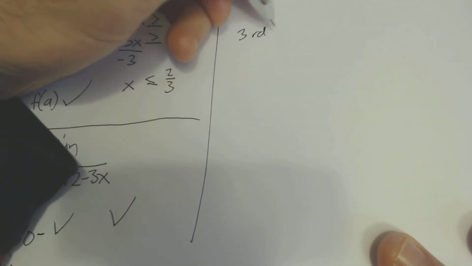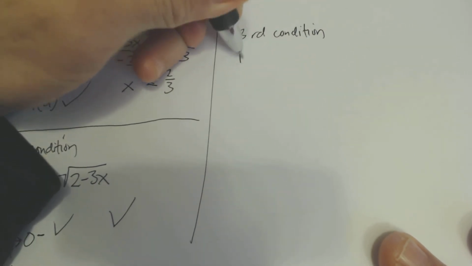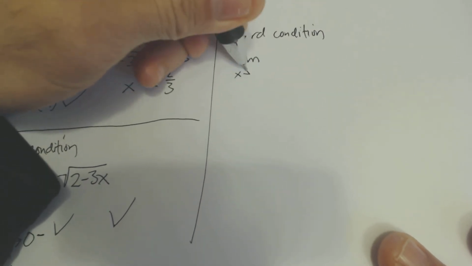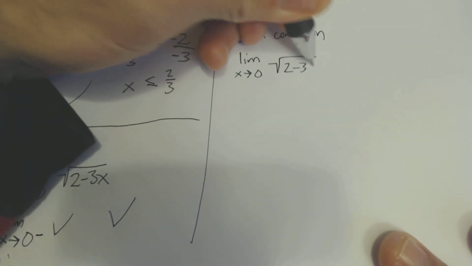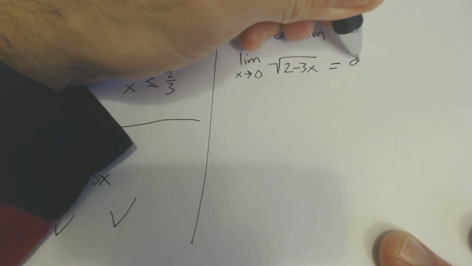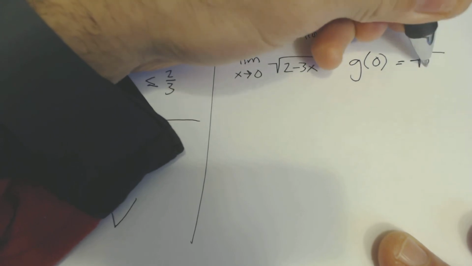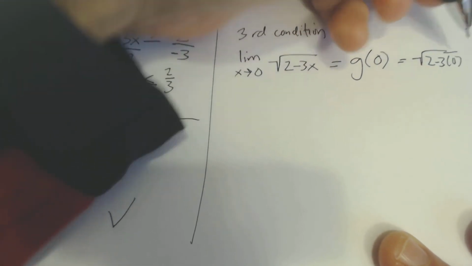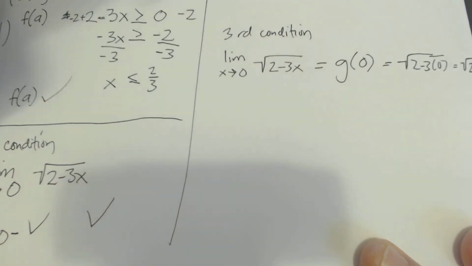And then finally, the third condition is that the limit of the function as x approaches 0 of 2 minus 3x must equal the function evaluated at 0, which is the square root of 2 minus 3 times 0, which equals the square root of 2.